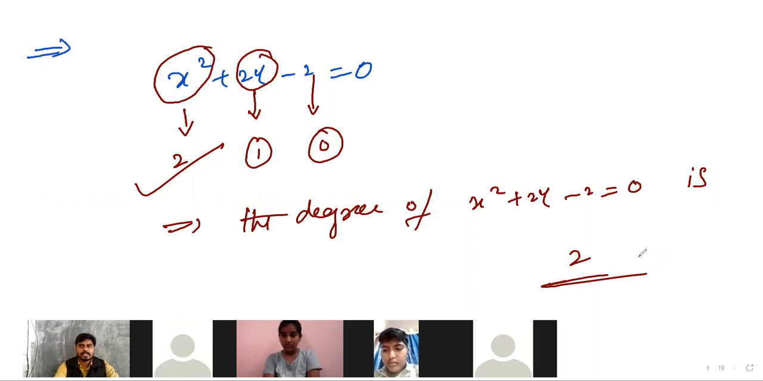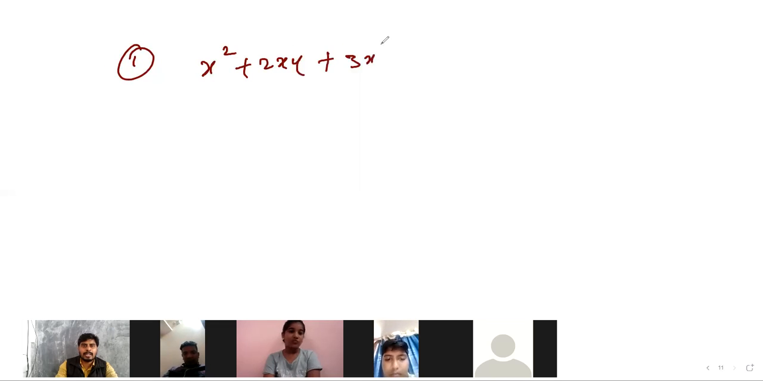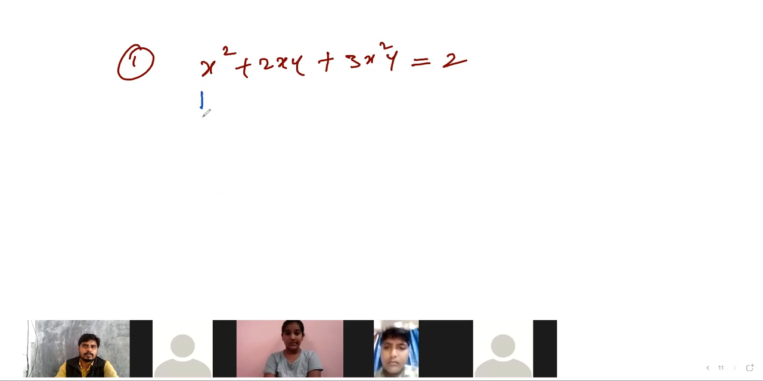Okay, right. Next, one more example: x square plus 2x5 plus 3x square y, 3x square y is equals to 2. See, what is the degree of the first term? 2, sir. What is the degree of the second term?